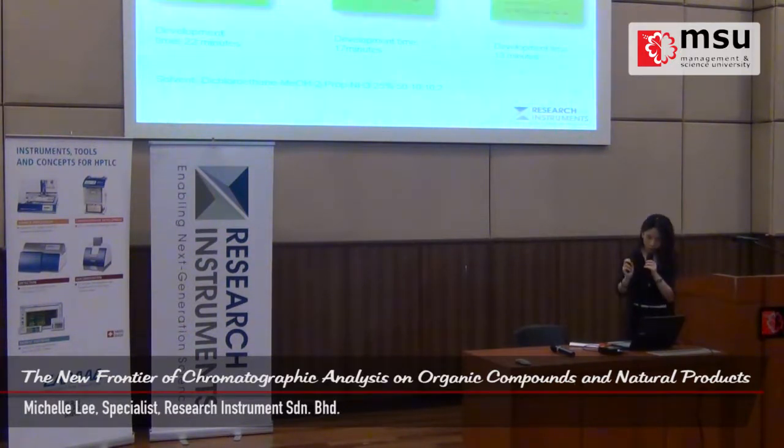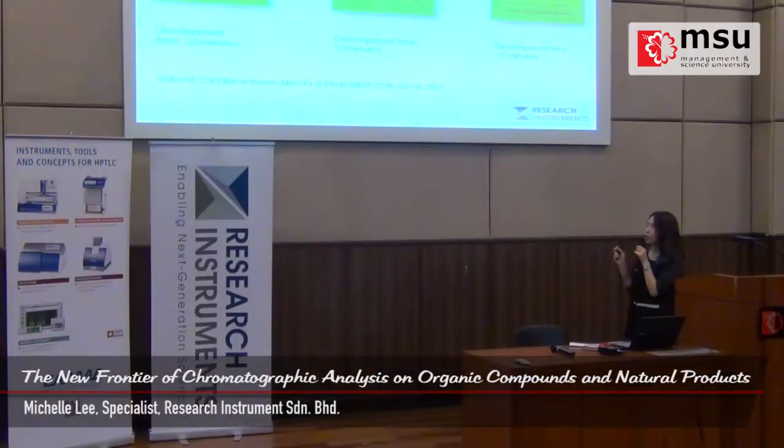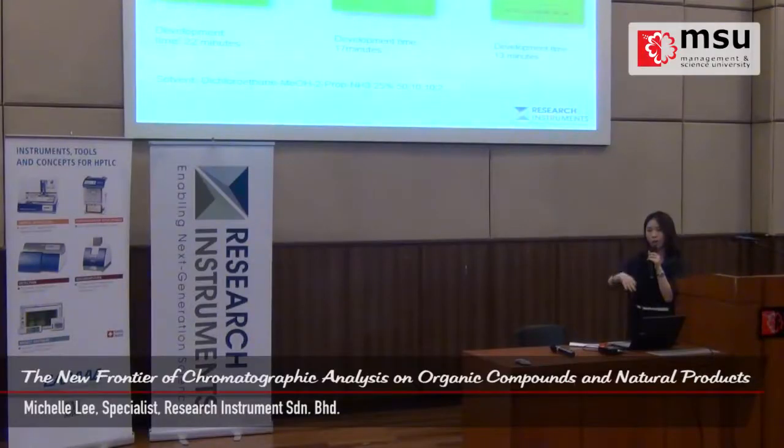So before I move on to how the ADC2 works, just to share with you, during your development, your chamber condition can be a different kind of conditions, alright? So first of all, the first kind of condition, we call it the unsaturated condition. How this works is that you pour in your mobile phase, you straight away put in your plate, you close it, and then start development. So that is what we call the unsaturated one.